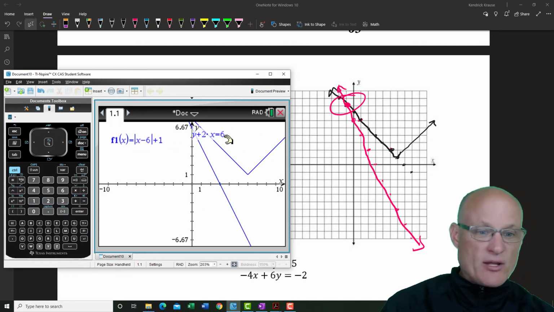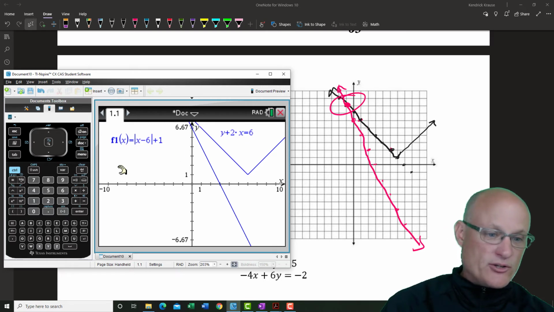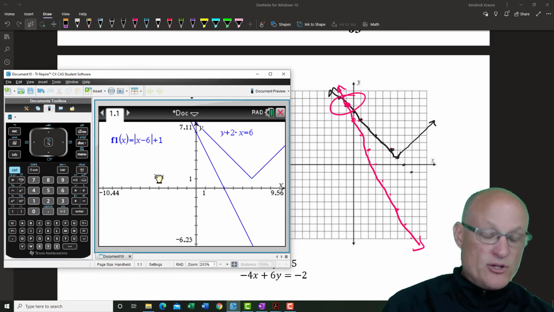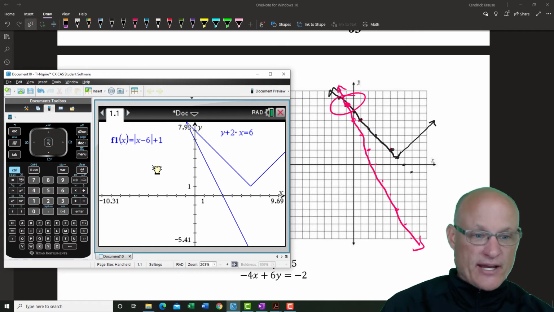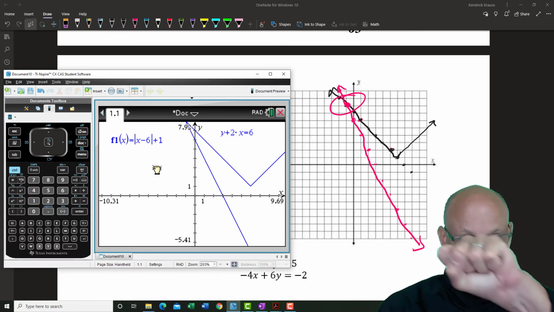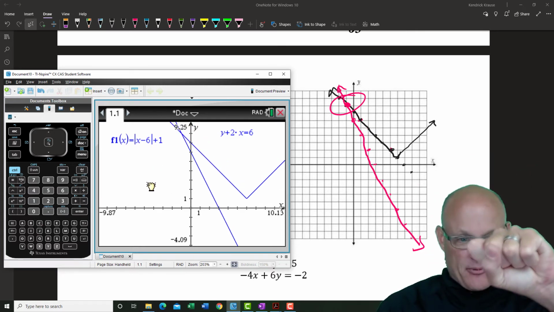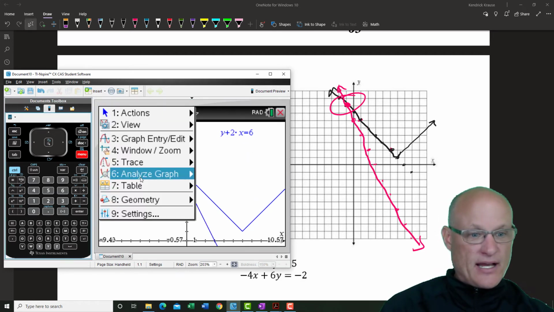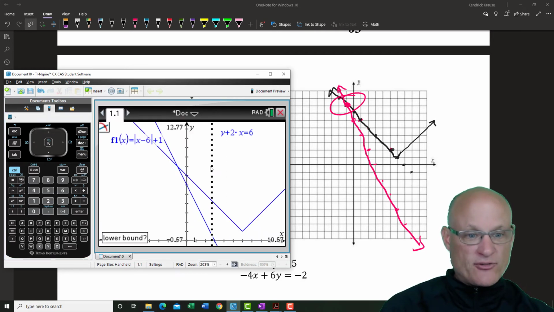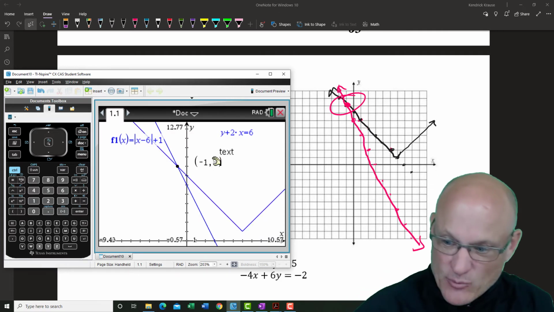The easiest thing to do, by the way, to get the grabbing hand: I can drag and move this around. You can do that on your calculator too. What you want to do is put your mouse pointer right here, click the center button and hold, and then your hand will turn into a thing that looks like this. It means like you've grabbed the paper and you're just going to drag it down. All right, so there's the point of intersection. Let's see if we can find it. Analyze graph, intersection. Click on the right, click on the left. There it is, negative 1, 8. So we got it. We nailed it.